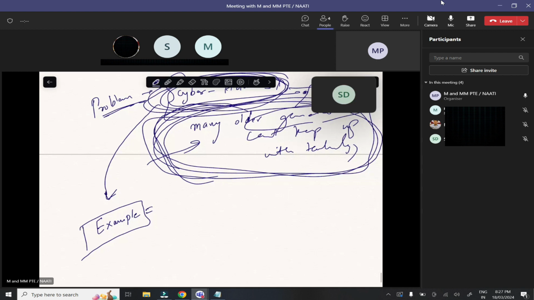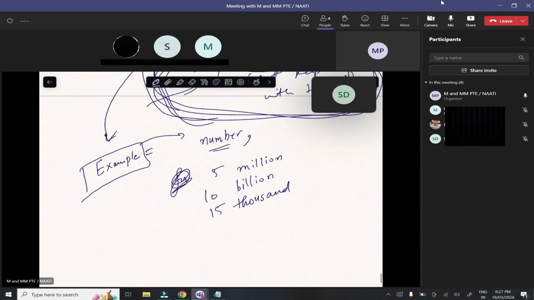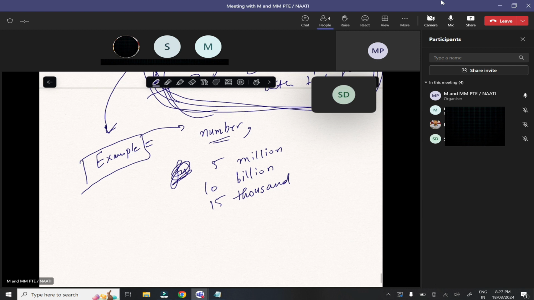Always have some sort of number in your example, because then it becomes easy for you to think of it. I always go with the easiest numbers. 5 million, 10 billion, 15,000, or any number that you want to go for, but the simplest numbers. You don't have to go for 5,988. Don't make it complex for no reason.